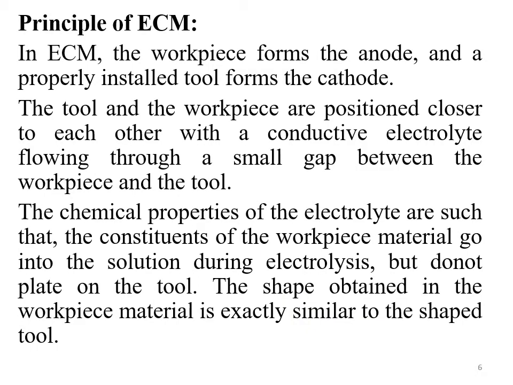In electrochemical machining, the workpiece forms the anode and the properly installed tool forms the cathode. The workpiece is always connected as the anode, and the tool is connected as the cathode in the whole electrical circuit. The tool and the workpiece are positioned closer to each other with a conductive electrolyte flowing through a small gap between them. Both are kept apart at a small distance.